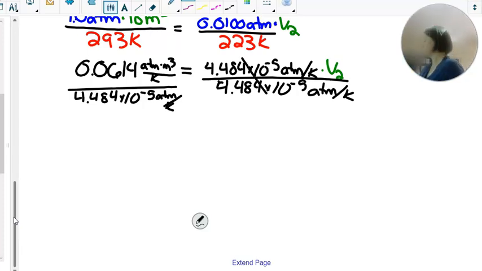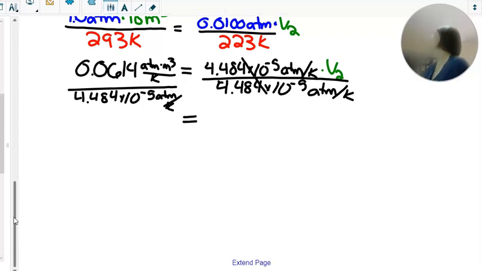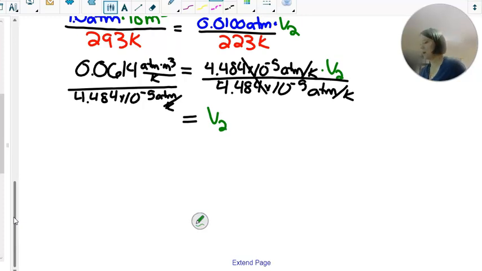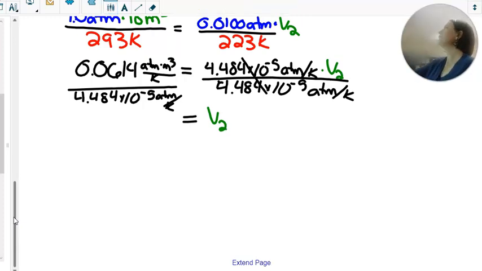All right, so we'll simplify things first, and so we know on this right side we're left with V2. On the left side, let's look at our units first. So atm, atm, those are going to cancel, and then Kelvin's on the bottom of a fraction, so it's on the top, so those are going to cancel, and we're left with meters cubed. So then we're going to take 0.0614 divided by 4.484 times 10 to the negative fifth. Make sure to use your calculator correctly.